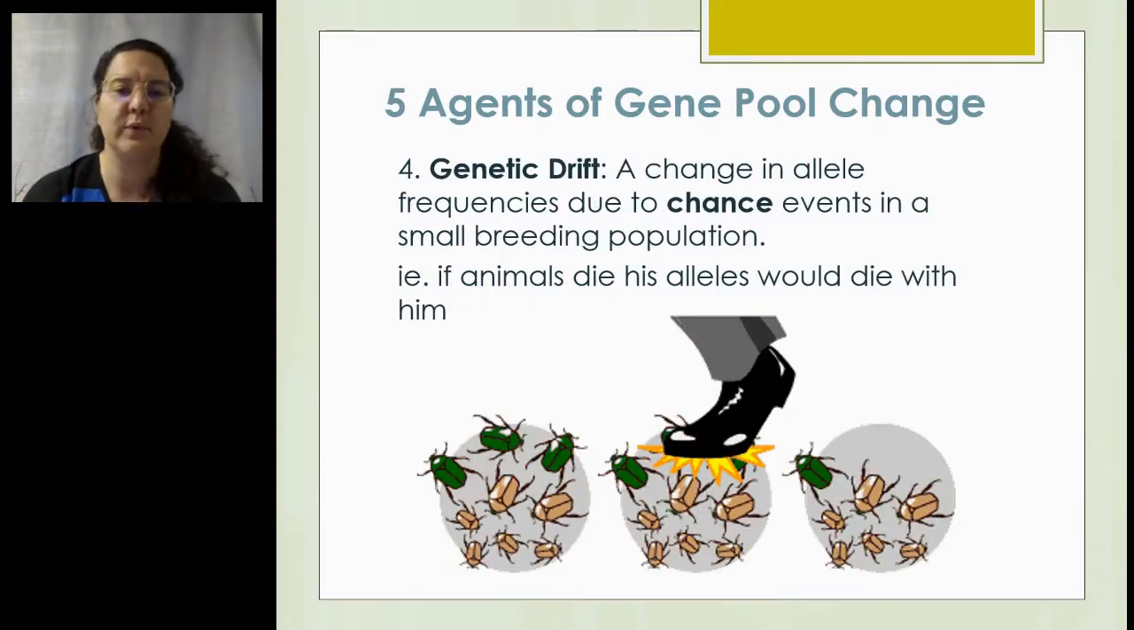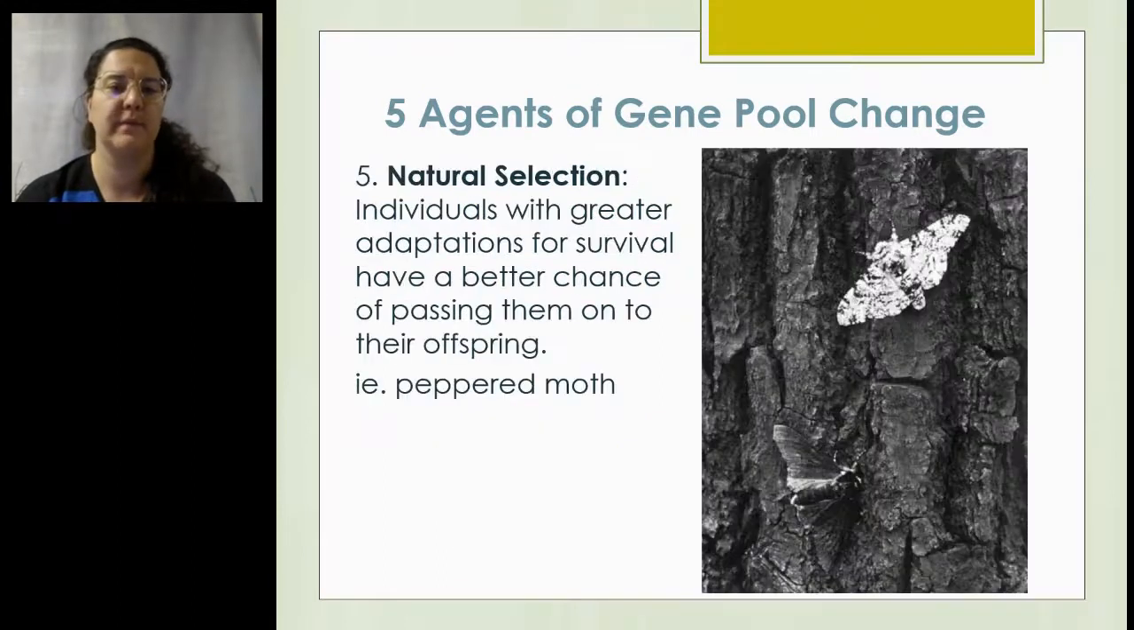We have genetic drift, which is a change in allele due to chance events in a small breeding population. So if there was an avalanche in Jasper National Park and it ended up killing half of the caribou herd, we would have a change in the genetic population. Or when there was forest fires in Fort McMurray and the wolverine population was greatly affected, and so there'll be a change in the gene pool due to those events. We also have a change in gene pools due to natural selection, where individuals with greater adaptations for survival have a better chance of passing them on to the offspring.